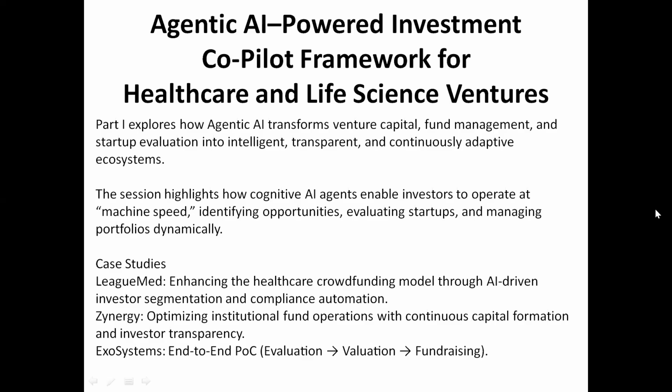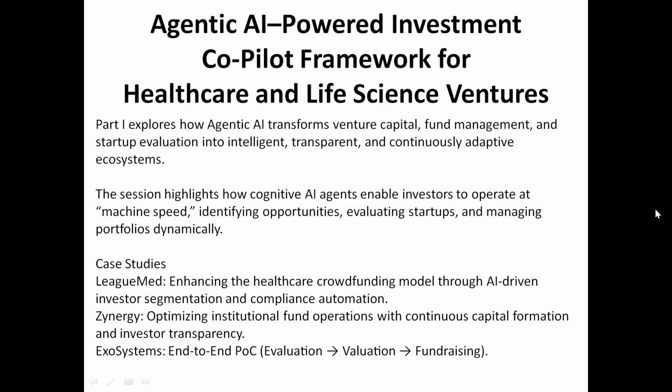Part one, as I mentioned, is a focus on the investment side. We're going to have two topics: how to form and how to operate your investment firm, particularly venture capital and private equities, and also how you can better evaluate your portfolio companies. I'm going to share two case studies about investors, LeagueMed and G Energy. They are a venture capital firm and a private equity firm.